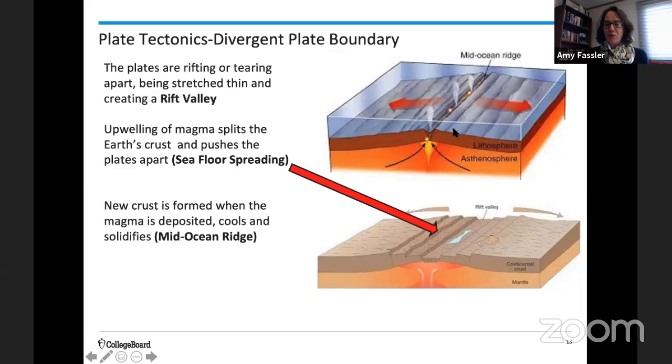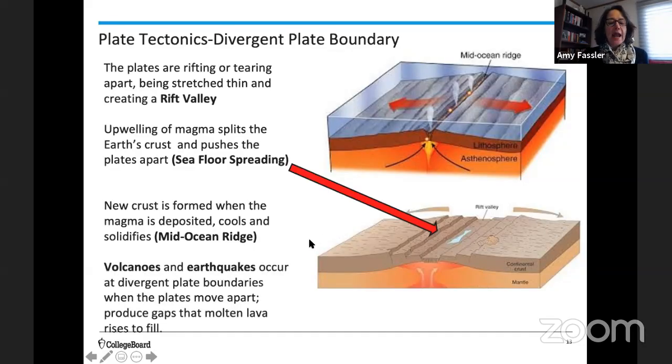So where that seafloor spreads, where that magma starts getting up in the weakening of that crust, it can actually break through and deposit magma, which will cool and solidify, creating these mid-ocean ridges or underwater mountain chains. And finally, a feature that we can predict would be located at a divergent plate boundary are both volcanoes and earthquakes that occur when we have that molten material venting, where the magma is able to rise to the surface.